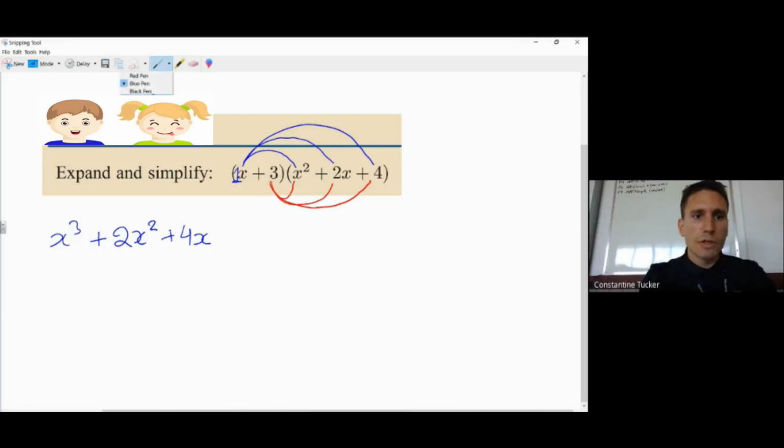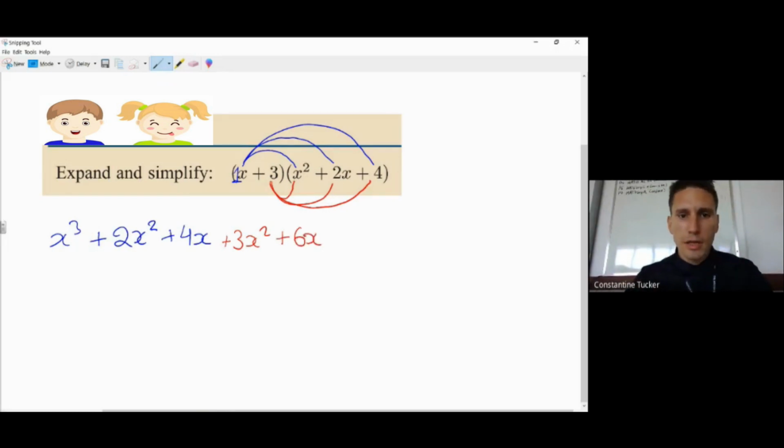Let's move on to the red ones. So here we will have, firstly, plus 3, positive 3 times x squared. So that gives us plus 3x squared. That's simple. Now, moving on to the next one, we'll have plus 3 times plus 2x. Well, 3 times 2 gives us 6. So 3 times 2x gives us 6x. And then finally, we have plus 3 times plus 4, which is the same as plus 12. And we are now ready to just collect like terms here.